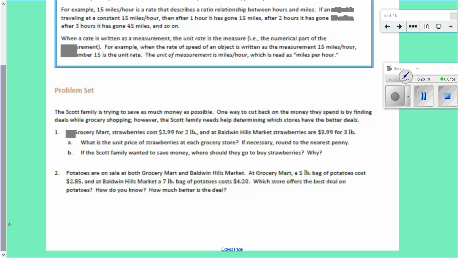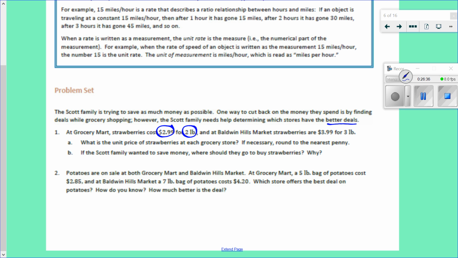So I'll just give you a couple hints. First hint, what they're really wanting is the better deal. In other words, which one costs less per pound. So they gave me 2 numbers. Sorry, guys, EngageNY, they made numbers that aren't so great.